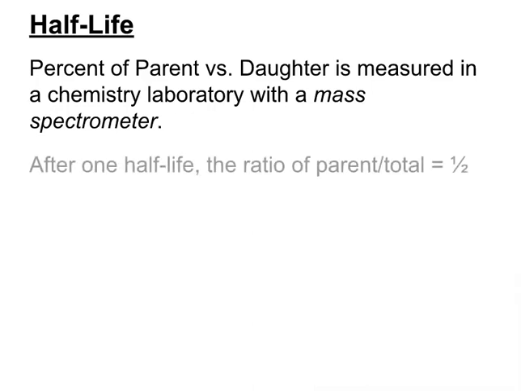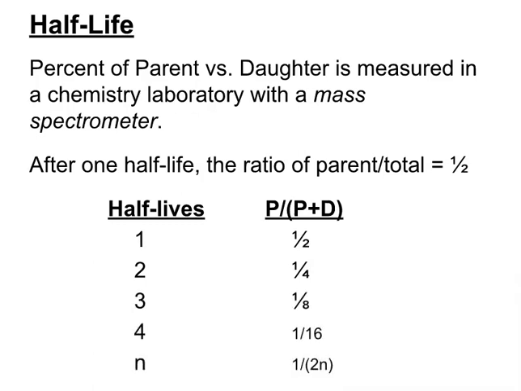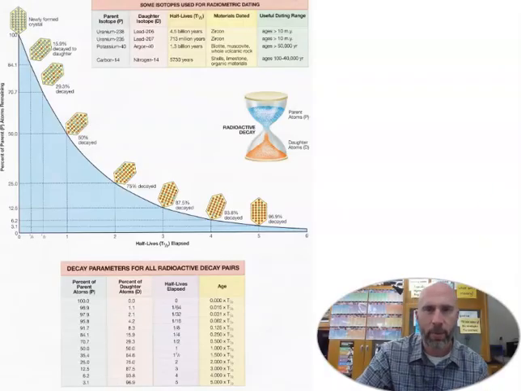Okay, so this is determined in the lab with a mass spectrometer, and after one half-life, the ratio was 50-50. So that tells us you end up with a half after one half-life. After two half-lives, you chop it in half again to a quarter, then to an eighth, then to a 16th, etc., as you keep going on and on. And then we're able to measure how much of this there is. All right, so now let's look at a sample problem here.